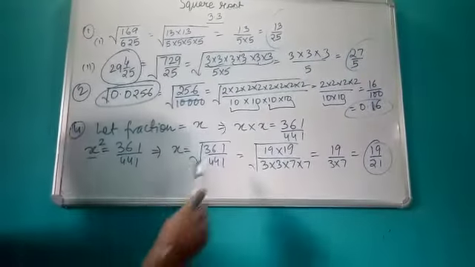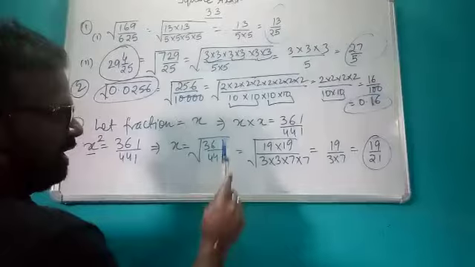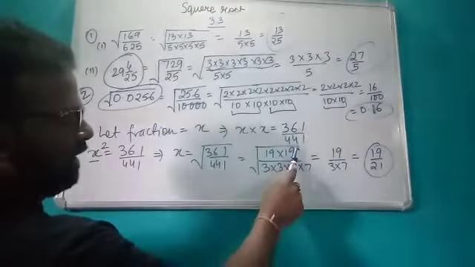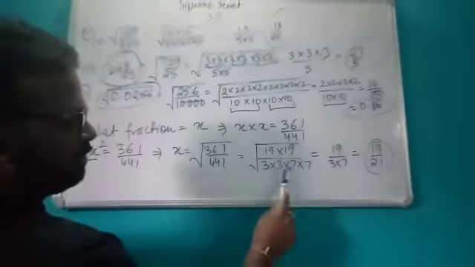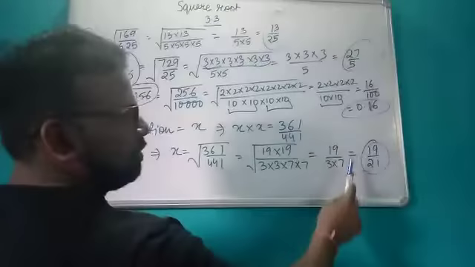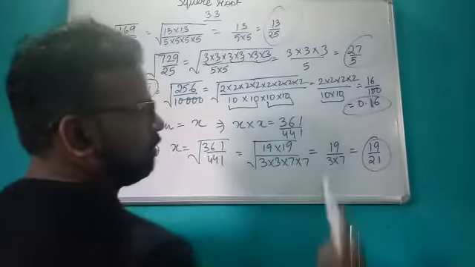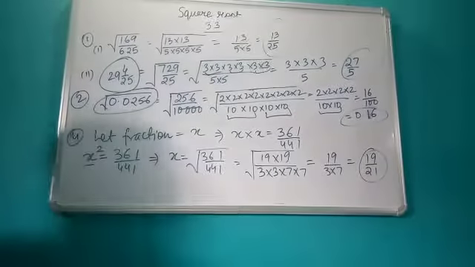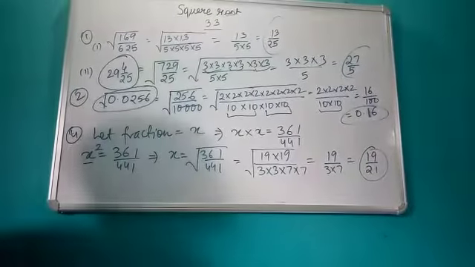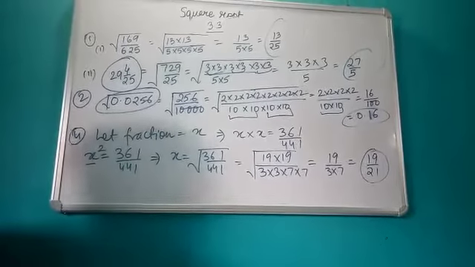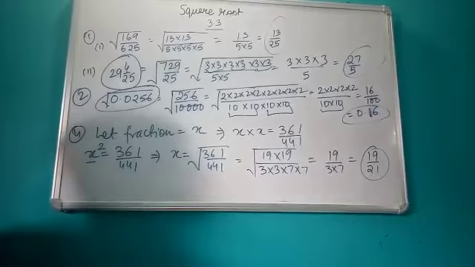Again you will do the prime factorization of 361 and 441. So when you do the prime factorization, you will get 19 into 19 in the numerator, then 3 into 3 into 7 into 7 in the denominator. That is 19 upon 3 into 7, or 19 upon 21. Okay, so you have seen that in almost all the problems we have used the prime factorization method to solve the different types of problems. Next will be the long division method that we will discuss in the next video.